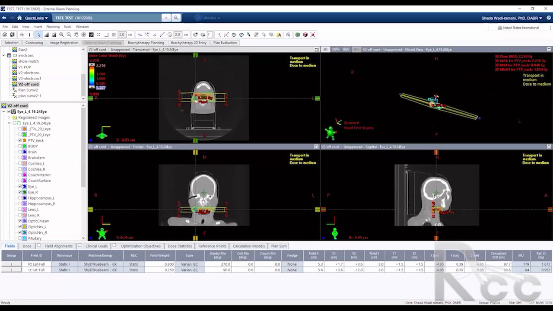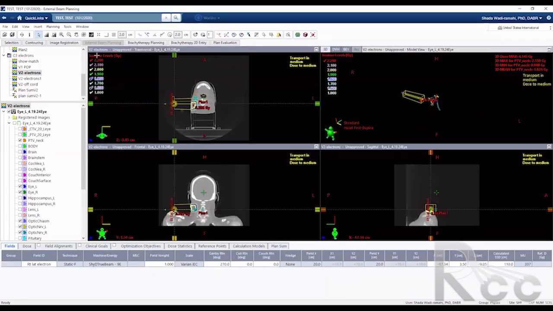Looks beautiful. I have a 110% hotspot towards anterior. And then we created this electron phase 2. Again, looks good, looks beautiful. I don't have any hotspots. The 2 gray is nice. And then what happens when I add both of them together?